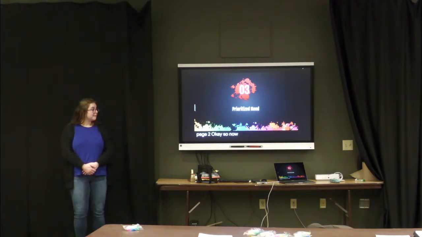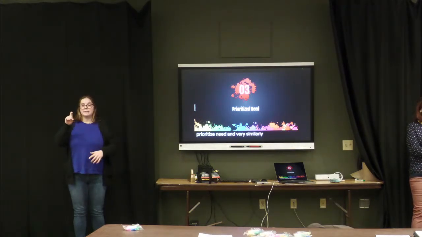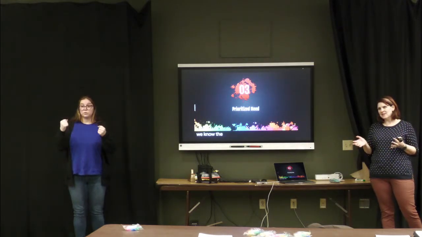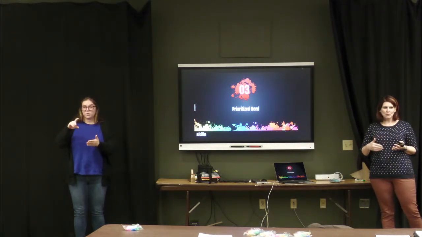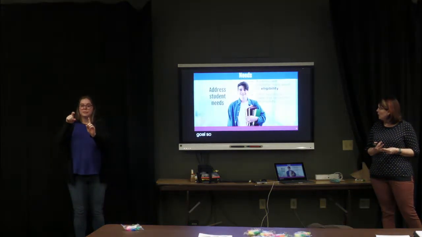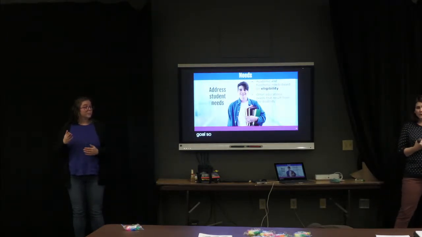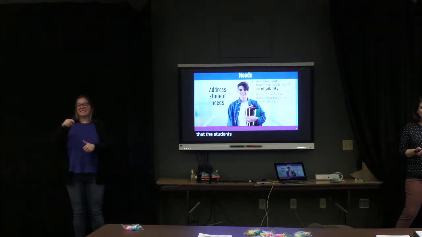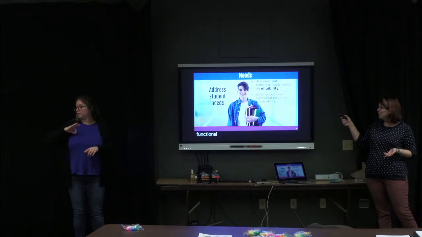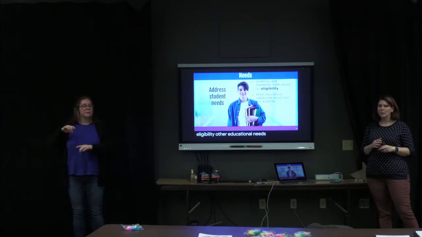Okay, so next we're going to talk about prioritized need, and very similarly to relative strength, prioritized needs are those things that we know the student needs as foundational skills in order to move forward with their IEP goal. So the first thing that we need to know is that the student's needs are going to be based on their eligibility. So both academic and functional skills should be based on their eligibility. Other educational needs that result from their disability.